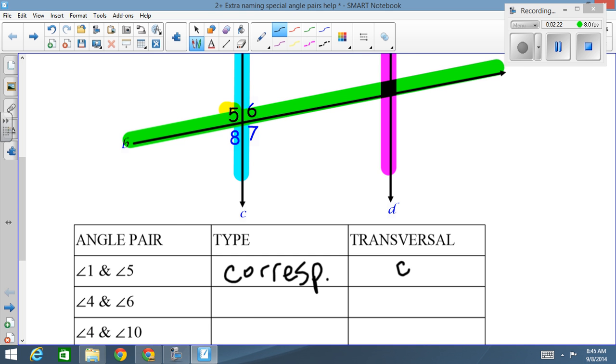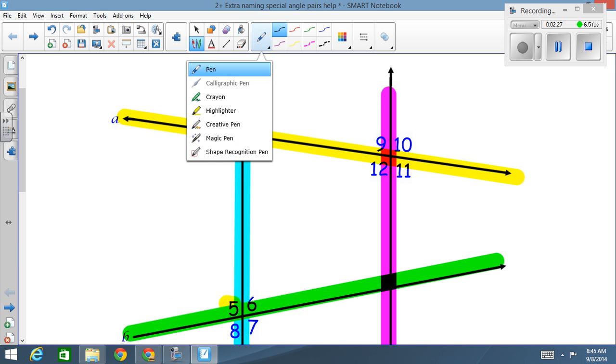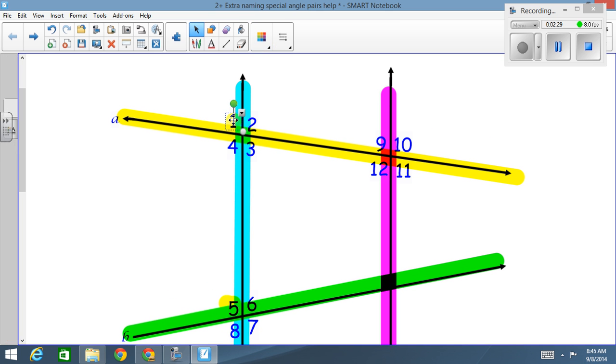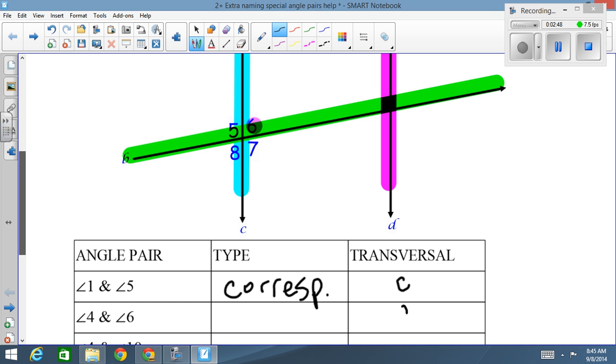How about angles 4 and 6? Well, let's go ahead and highlight angles 4 and 6. First of all, let me take a few of these other highlights off here. Now when I look at angles 4 and 6, they also are made by the transversal of the blue line, right? The blue line is the line that they both fall on. So that transversal, once again, is C.